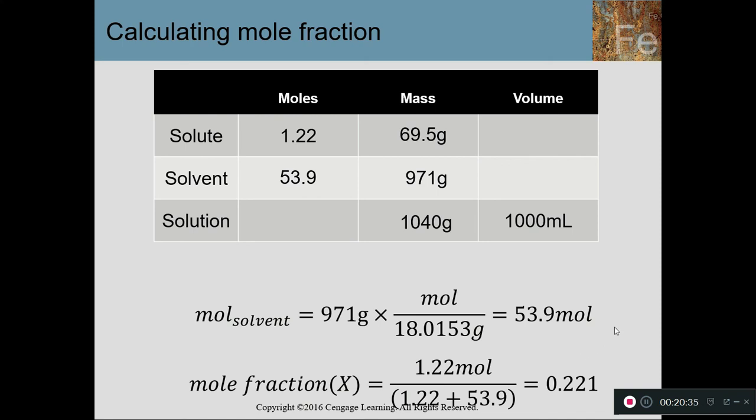So how'd you do? Pretty good? So hopefully you see how this might be helpful. If you're given one concentration unit of the four, you should be able to solve for the other three without any difficulty.